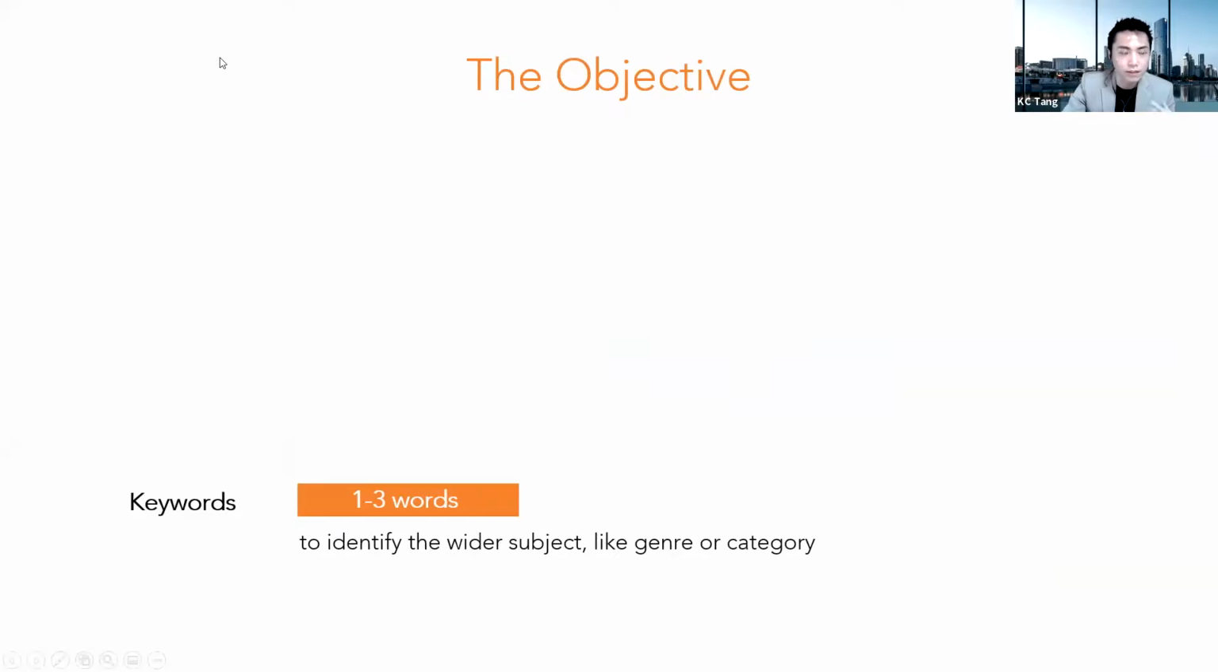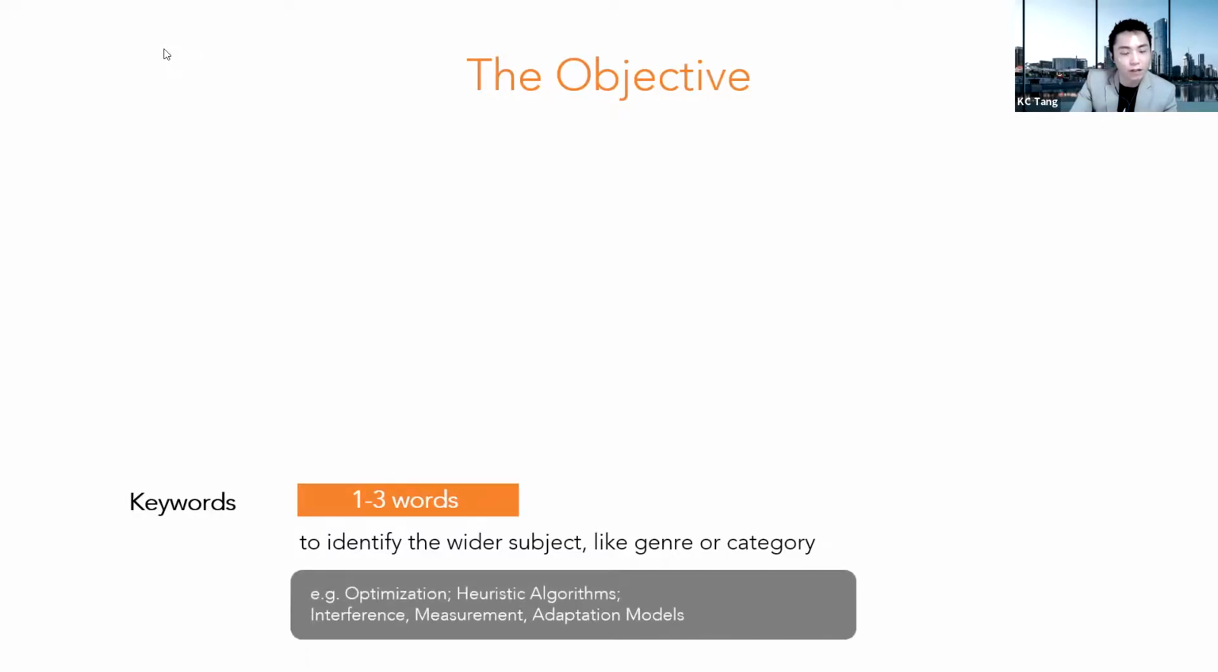So here is the objective. Keywords are basically 1 to 3 words, and we are not replacing keywords. Don't get me wrong. Keywords still stay the same. Like every paper, they still need keywords, and the objective of having a keyword is basically to identify your subject area, your genre or your category. People from one glance know that, okay, you are from this category.